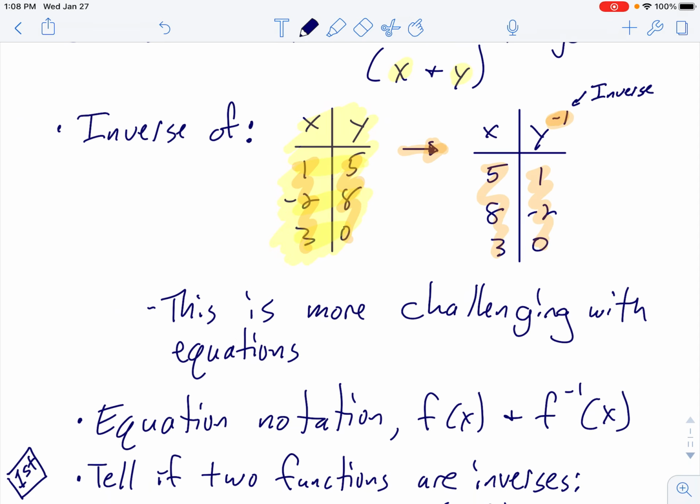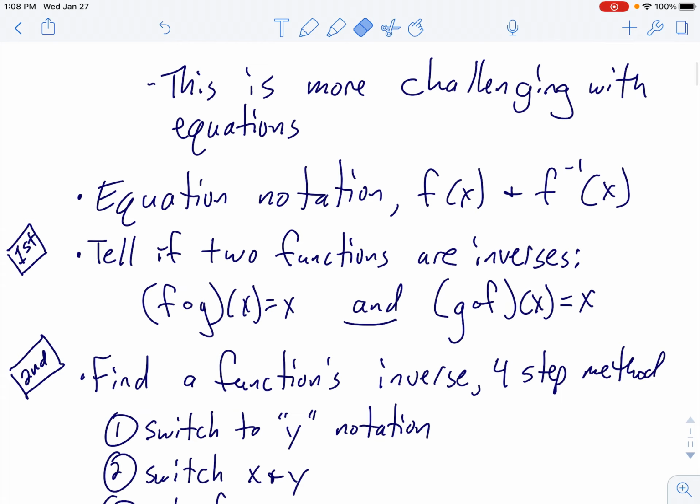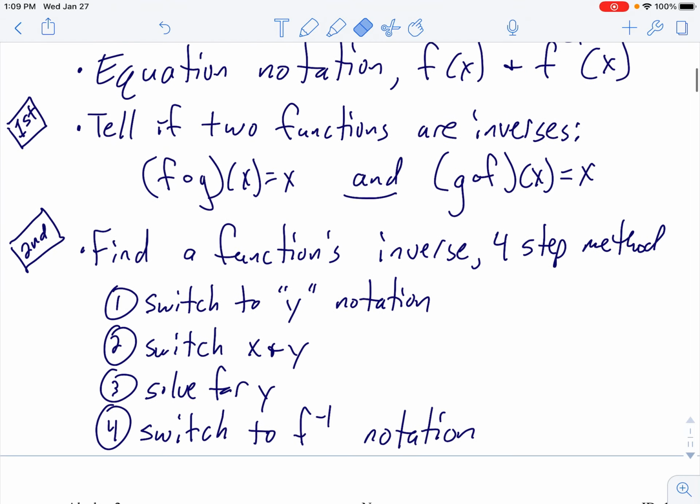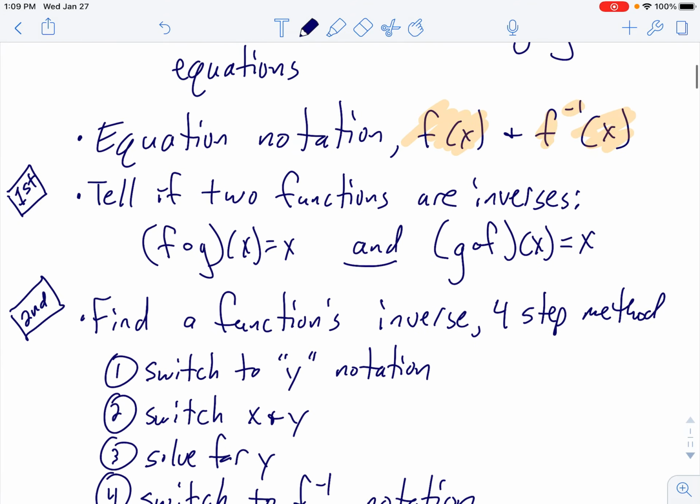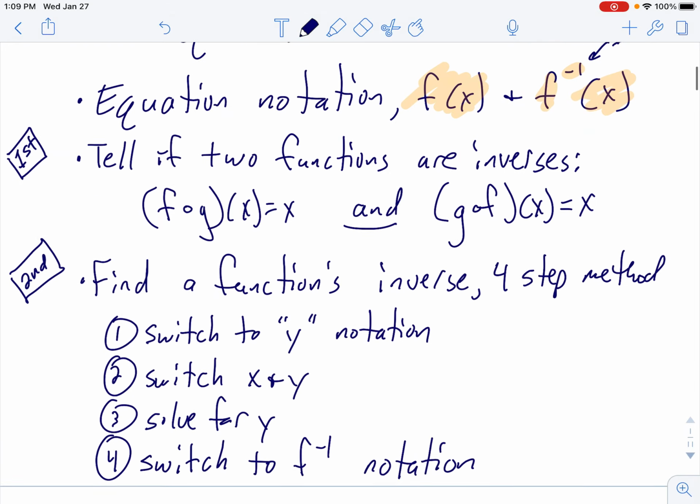And if you're given tables and then you're told to find the inverse, it's really easy. Just switch them around. Switch the numbers. 1, 5 turns into 5, 1. -2, 8 turns into 8, -2, etc. That's all there is to it. But we're dealing with equations, and this is much more challenging when you're dealing with equations. First of all, equation notation, we're going to be using function notation, f of x and then f inverse of x. So that little -1 still means the word inverse. So that's something you need to know.